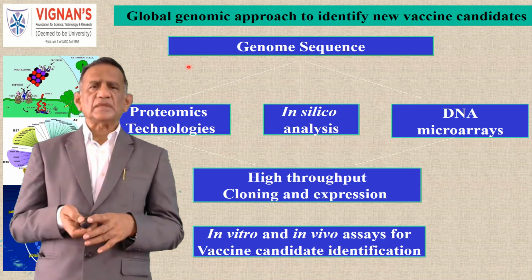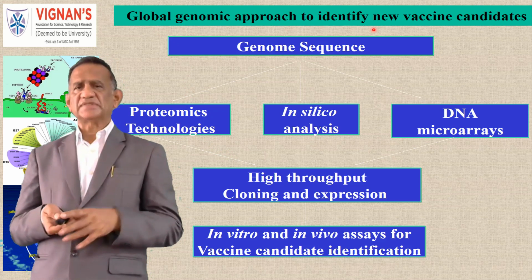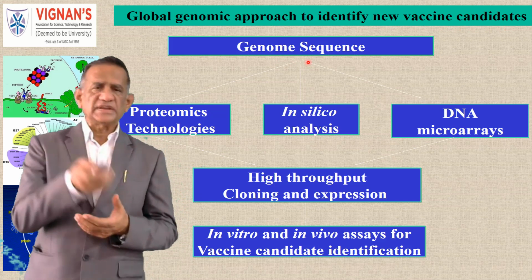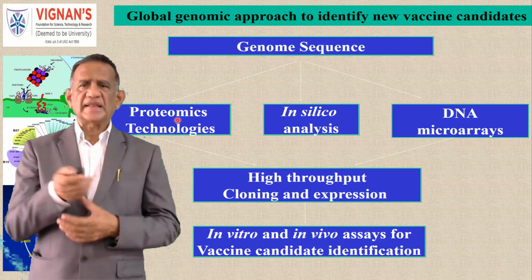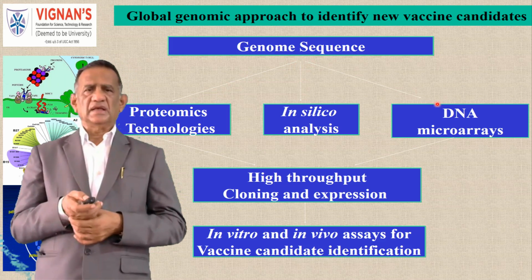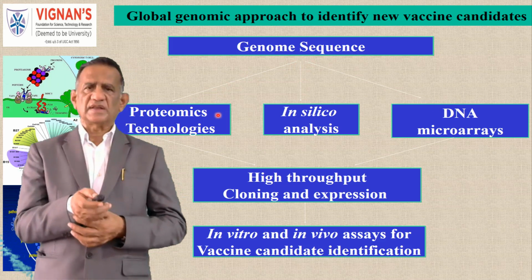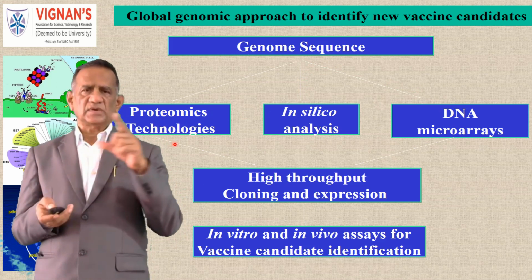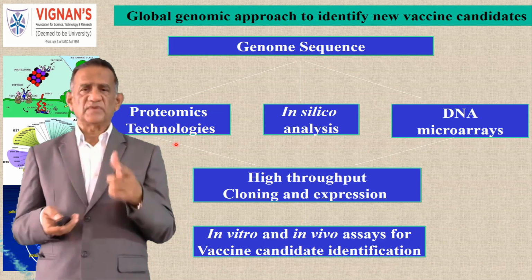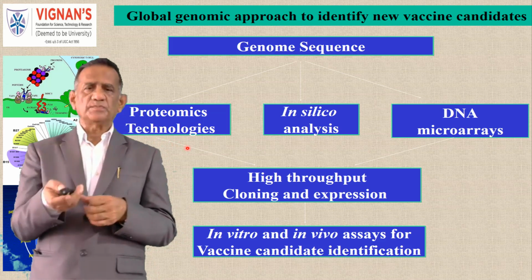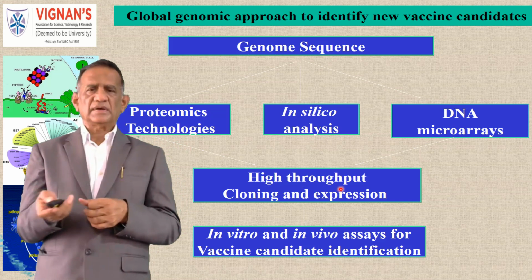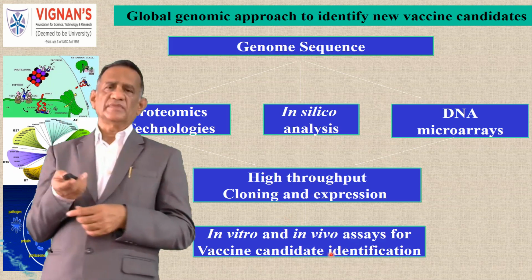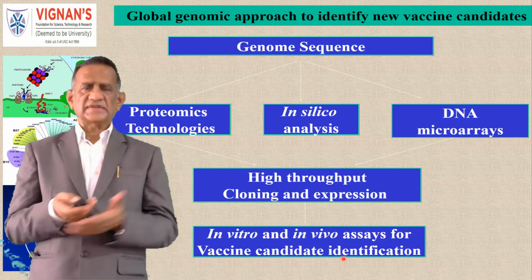So now, the global genomic approach to identify new vaccine candidates. As we have been telling, reverse vaccinology: genome sequences, later protein technologies, in silico analysis, and DNA microarrays. Here, basically, proteomics technologies and how to synthesize a protein from the oligonucleotide sequence that we cloned in the plasmid, in the expression vector, through in silico analysis. Now high-throughput cloning and expression. Ultimately, in vitro and in vivo assays for vaccine candidate identification. So this is a regular procedure for vaccine candidate identification.